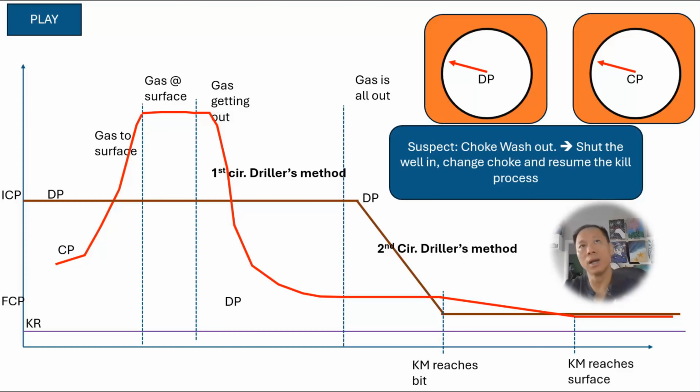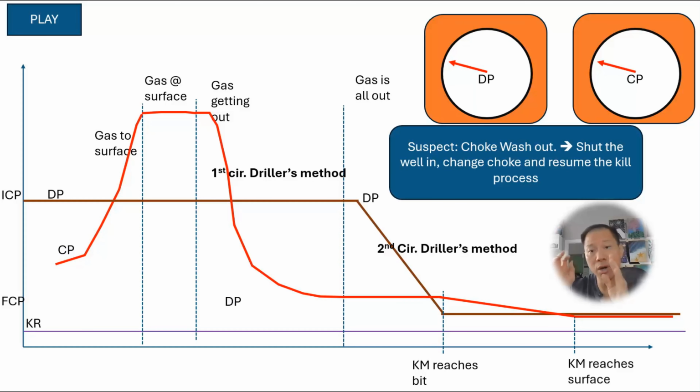Okay? Now, after kill mud has reached the bit and starts getting into the annulus, that's the time in this stage. You start seeing the casing pressure gauge dropping. But what shall be constant now? Drill pipe pressure gauge shall be constant, because inside the drill string now is homogeneous new kill mud. So what you see now on the drill pipe pressure gauge is only FCP. And you hold FCP constant until kill mud reaches back to surface.